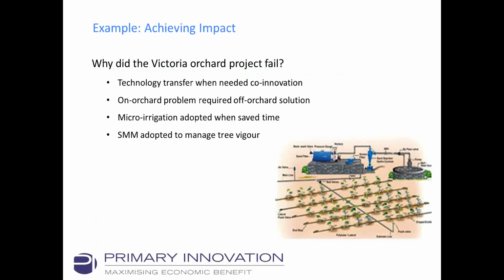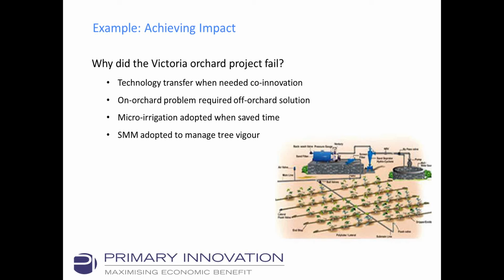So back to that example of the Victoria Orchard project, why did it fail? As I pointed out, it was clearly a technology transfer push. However, they had wider concerns that didn't only focus on the orchard, but were related to community concerns and the way community tackles things. So they needed more of a co-innovation approach and thinking about off-orchard solutions as well, rather than just micro-irrigation and soil moisture monitoring. Those things were adopted, as I pointed out.